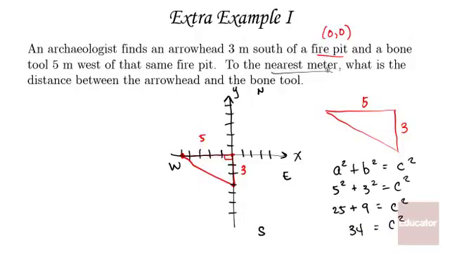And we're finding to the nearest meter, so there is no exact square root of 34, but the closest we could say, 6 times 6 is 36, and 5 times 5 is 25. So 25 is too small, so let's use 36. So when you find the square root of 34, c is about 6. And that would make sense. The hypotenuse should be the longest, and 6 is longer than 5 and 3. So from that arrowhead to the bone tool was a distance of about 6 meters.